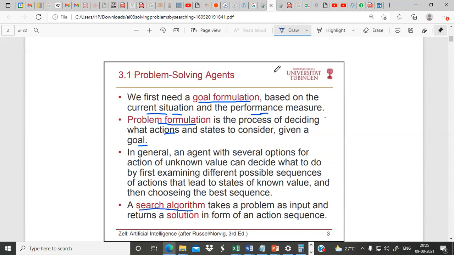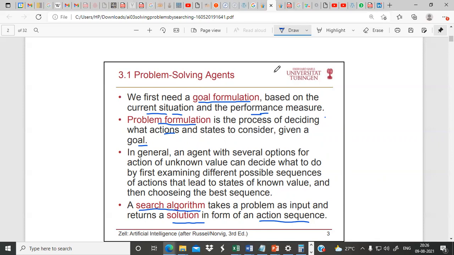A search algorithm is one which takes a problem as input and returns a solution in the form of an action sequence. That is, if you follow these action sequences, you will reach a solution. So we started with problem solving, but here we are talking about search algorithms. Most of the problems can be translated to search problems. If not all the problems, most of the problems can be represented as search problems.